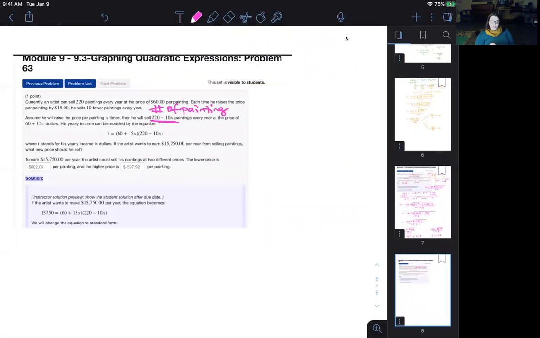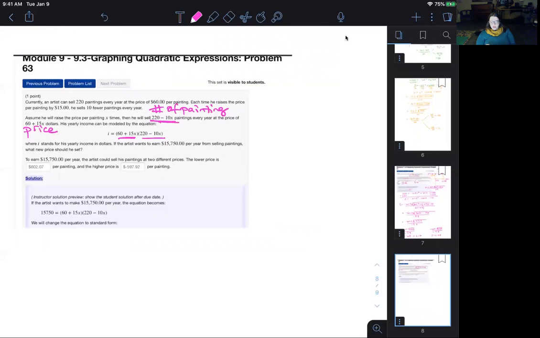Each year for a price of 60 plus 15x. So we know that this is the price. The income can be modeled by the equation, and you would multiply the number of paintings times the price to get the income, where I stands for the yearly income.